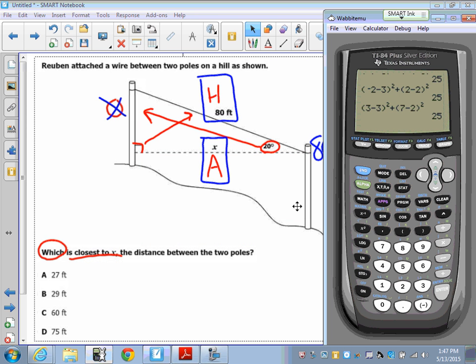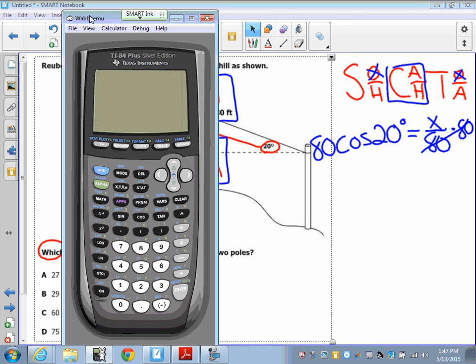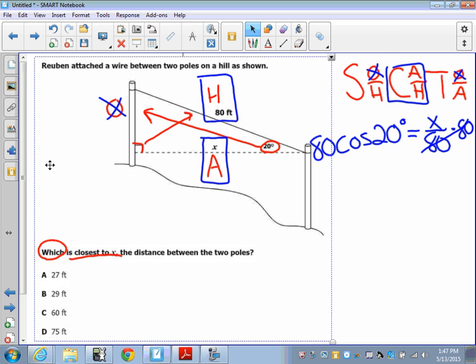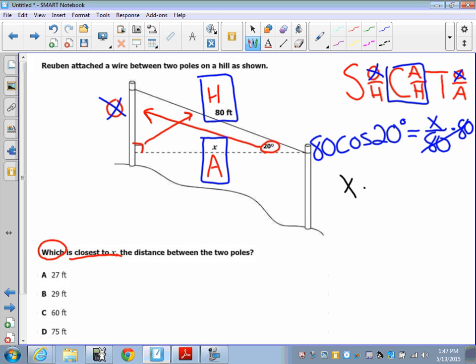The thing that we want to make sure of is that our calculator is in the right mode. Whenever you go on your SOL and get your calculator, it will be set to radian. You have to go over to degree and change it. So make sure you go over to degree and hit enter. And then just hit clear. And we type in 80 cosine of 20. And we get our answer, which is 75.17. So our answer is just going to be D.